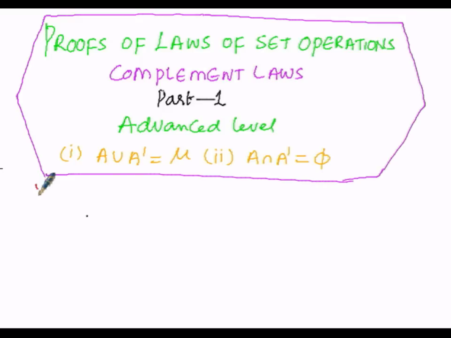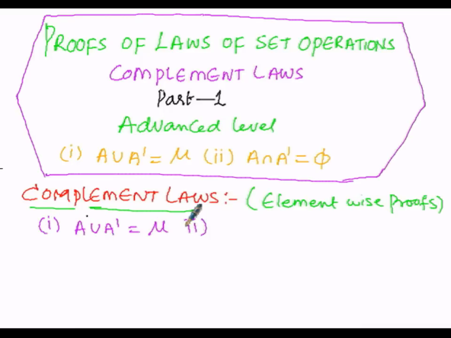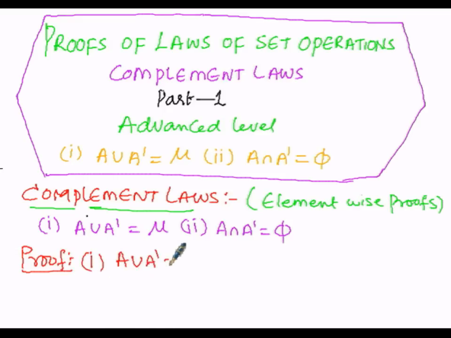Then now here, we are going to prove these complement laws by means of the element-wise proofs. So here the complement laws are, one, A union A dash is equal to mu, and the second complement law is A intersection A dash is equal to phi, the null set. Then now the proof starts. So in our proof, we are going to prove the first condition, that is A union A dash is equal to mu.